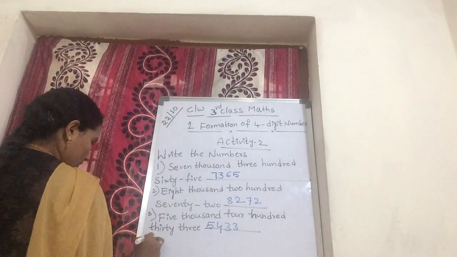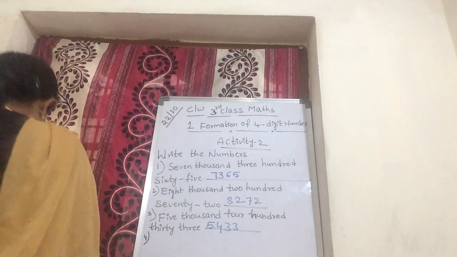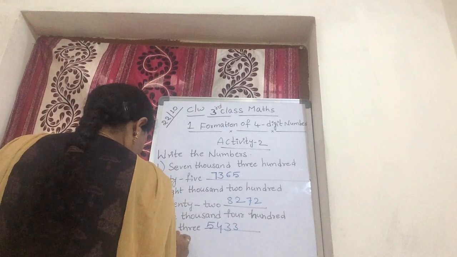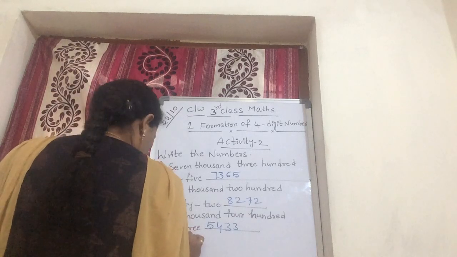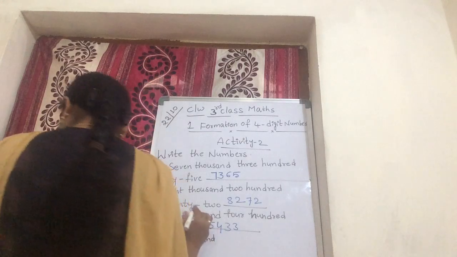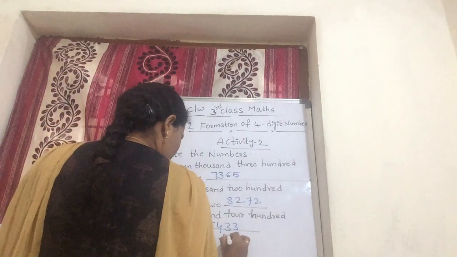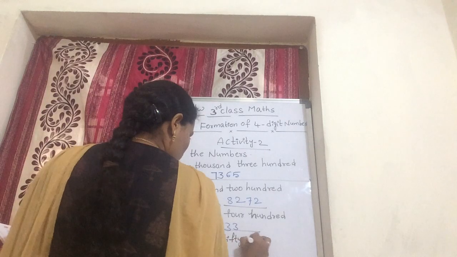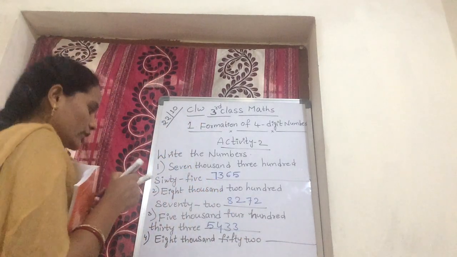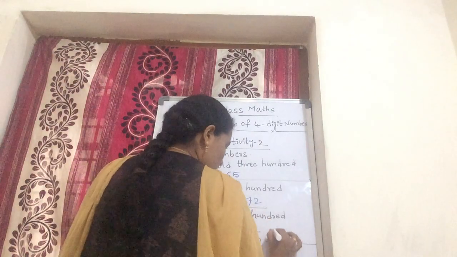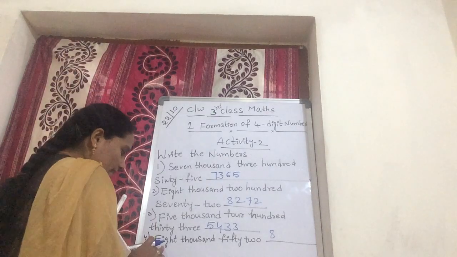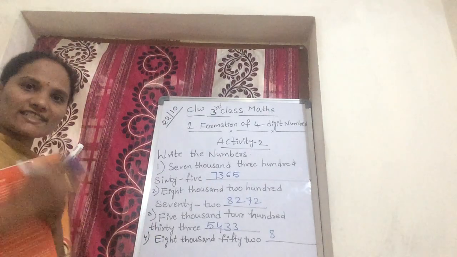One more I will explain. 8,052. What is your number? 8,052. Okay, first you should write the 1,000 place, Amma. What is our 1,000 place? Which number do you get? 8. You should write first 8.